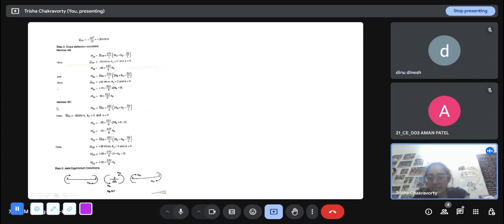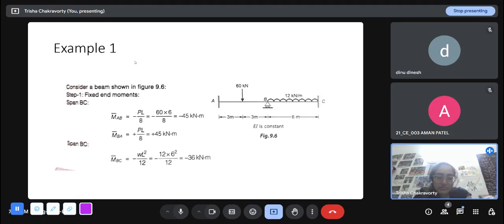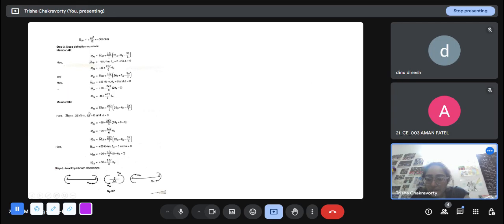Then for member BC, similarly theta B is free, but the delta is restrained and theta C is also restrained. So MBC is MBC bar, that is minus 36 plus 2EI by 6 into 2 theta B, and MCB is MCB bar plus 2EI by L, 2 theta C plus theta B, where theta C is 0, so it comes down to plus 36 plus 2EI by 6 theta B.